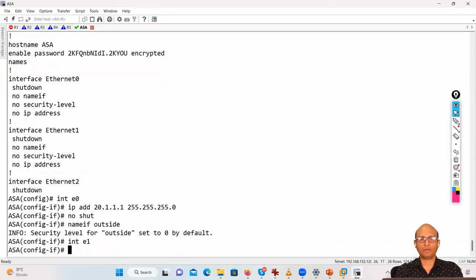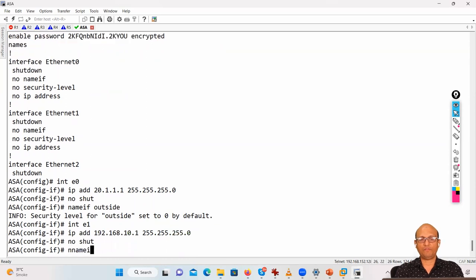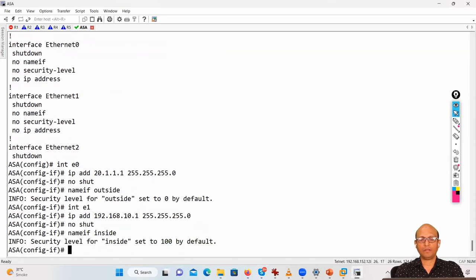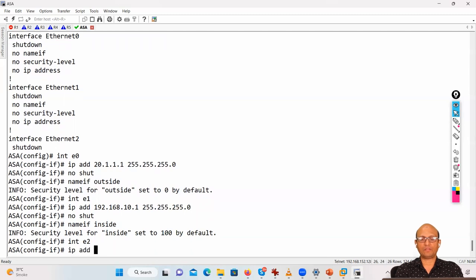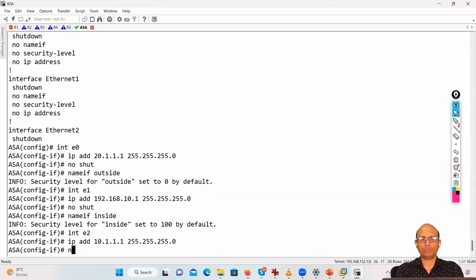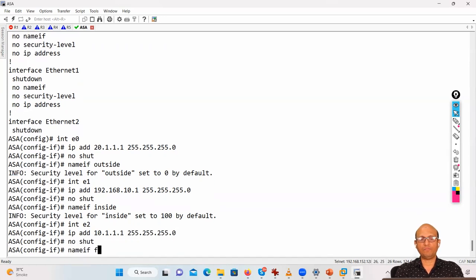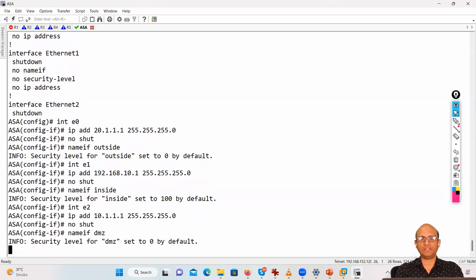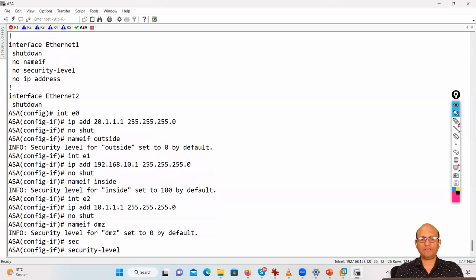Interface E1, IP address 192.168.10.1, 255.255.255.0. No shut. Nameif inside, you see the security level is 100. Interface E2, IP address 10.1.1.1, 255.255.255.0. No shut. Nameif DMZ. DMZ is not a recognized name, so the security level is default. I say security level is 50.